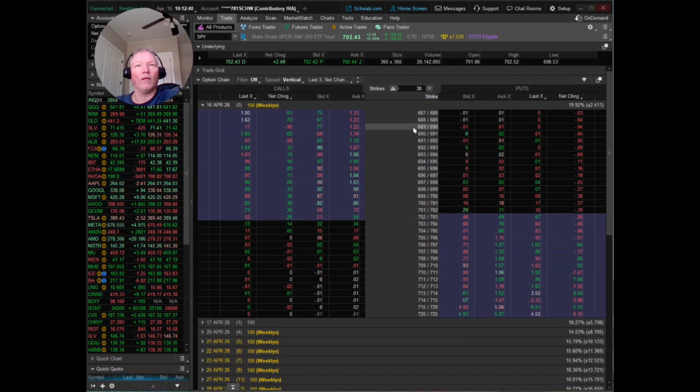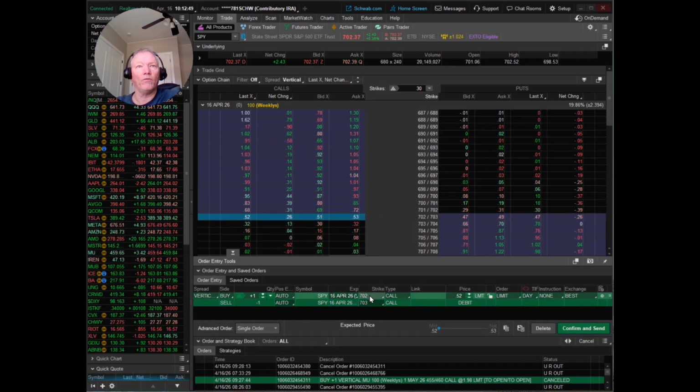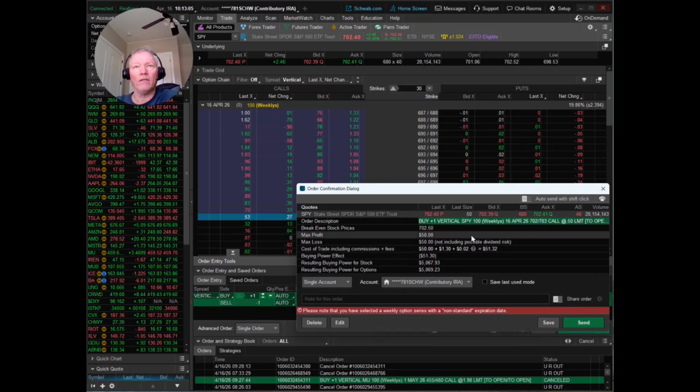So if we were going to look at a bullish debit spread, and price is currently trading at about 702.40, we could select a 702, buy a 702 call, and sell a 703 call. That is the spread. The most that we could pay for that is whatever we decide we want to pay over here in the limit. So if I put 50 cents and were to send this order, then our maximum loss on this trade is $50 plus whatever the commissions and fees are associated with your broker.